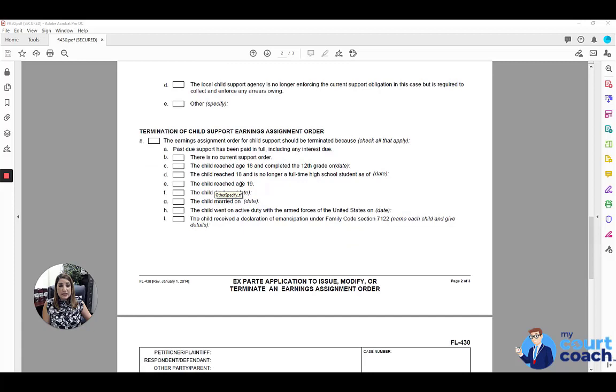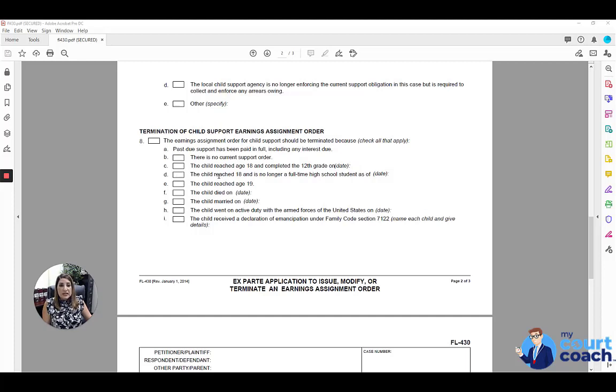If this is a request to terminate just the child support part, and so again, we're talking about our FL-195, then you need to mark box 8 and explain, or mark the box below that explains why the support earnings assignment order should be terminated. So either there is no longer a current support order, the child is emancipated, and even if that is the case, I would mark all that apply. And in fact, it says that up there. So if the child has reached age 18 and completed the 12th grade, you want to list the date that last day of school was.